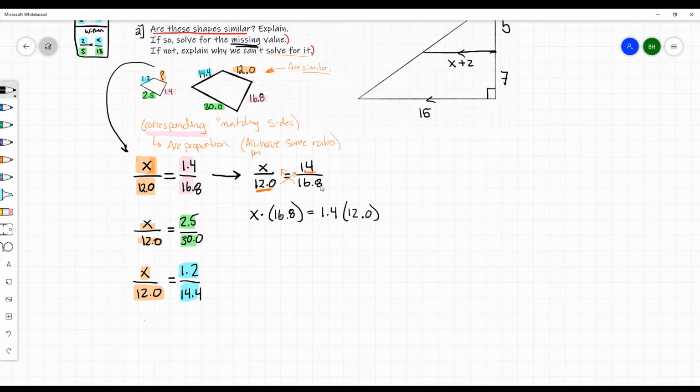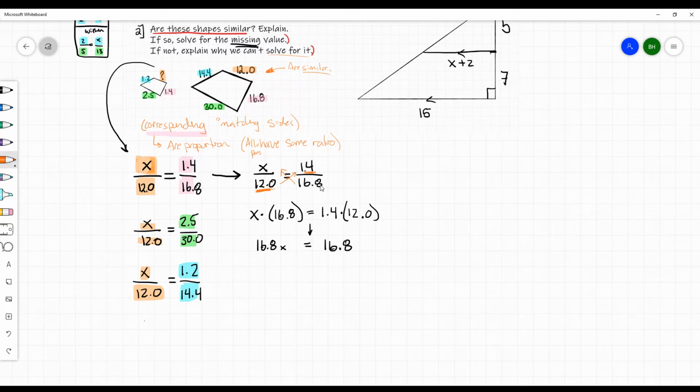Okay. And we're multiplying. And then we can simplify this to 16.8x equals, and if you take a calculator, there's always going to be a calculator on your task list. We will end up with 12.0 times 1.4 is going to be 16.8. And this is starting to look interesting.